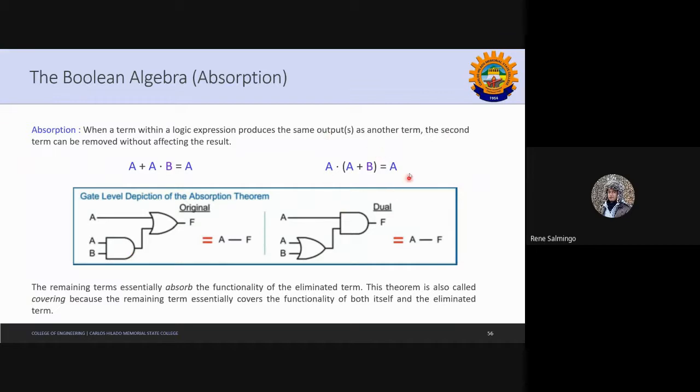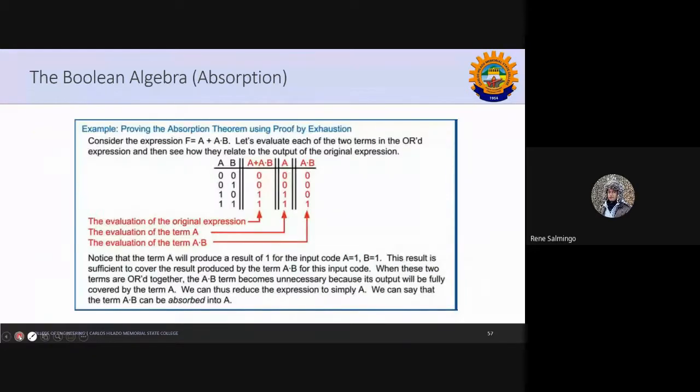And now next you have this one, A and A or B. So this is A or B, OR gate, and A. So meaning you still have A. So this is the absorption property, but we seldom use this sometimes. So this is proving absorption. Why do we have these values?